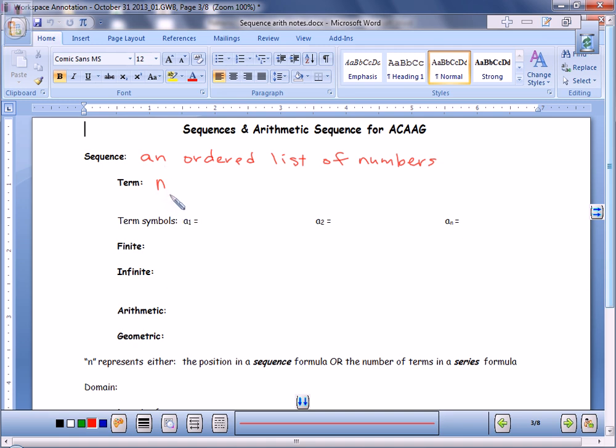Okay, a term. A term is what we name a number that is in the sequence.